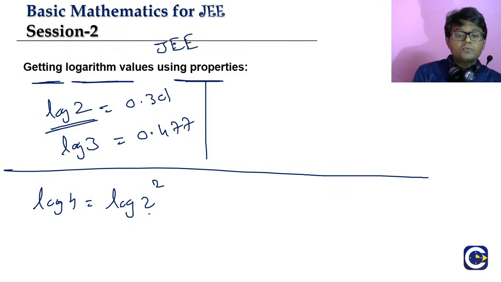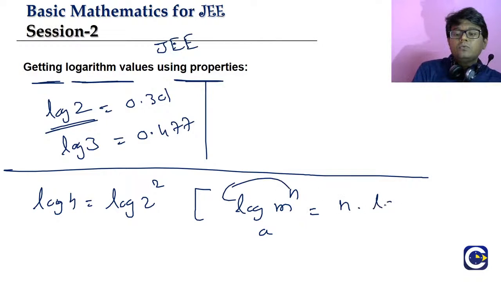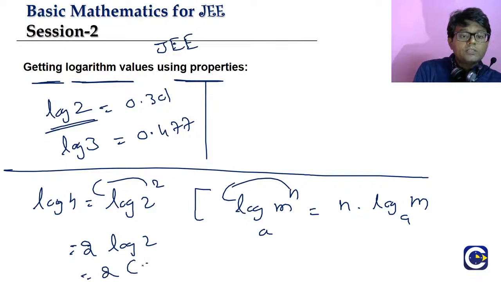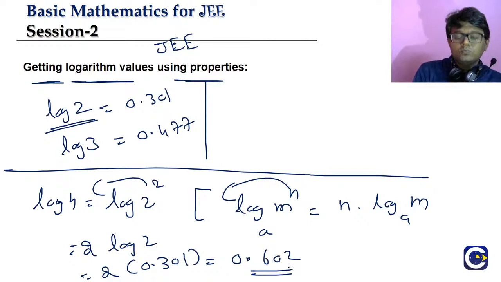4 can be written as log of 2 square. Remember the property, what is it? Log of m power n to the base a is n into log m to the base a, correct? Same property, 2 will come here. So it is 2 into log 2, which means 2 into the log 2 value, 0.301, which is 0.602. That is whatever log 4.